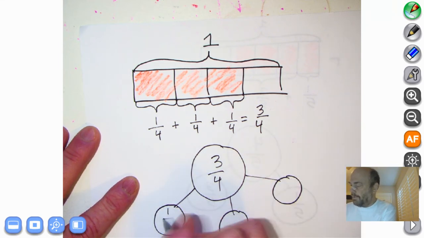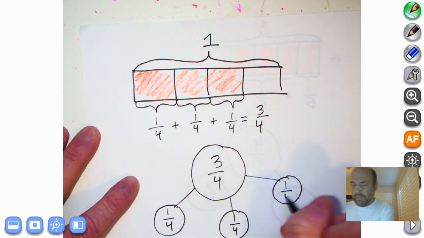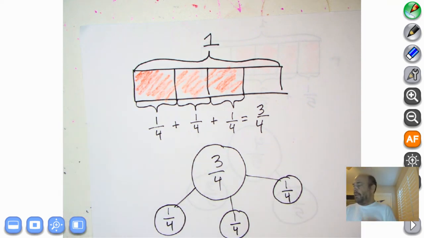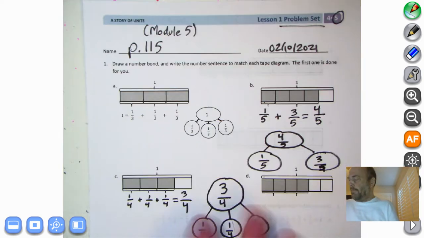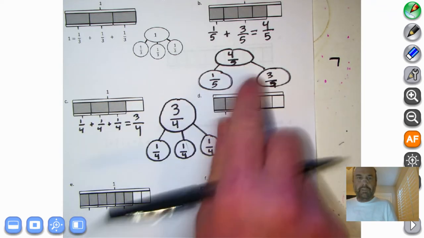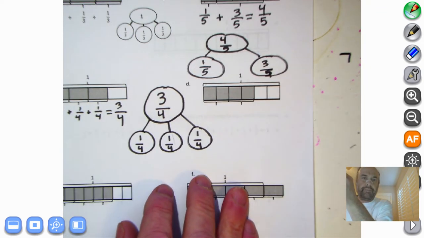And it's 1/4, 1/4, and 1/4. And that is that. Let's head on back to our problem set, page 115. We did these two problems yesterday, so let's look at this one right here. I'll zoom in a bit.